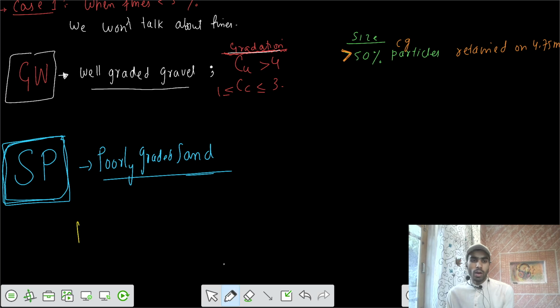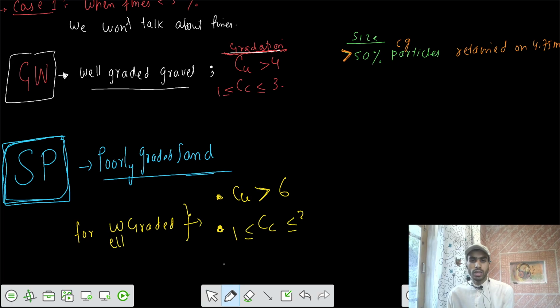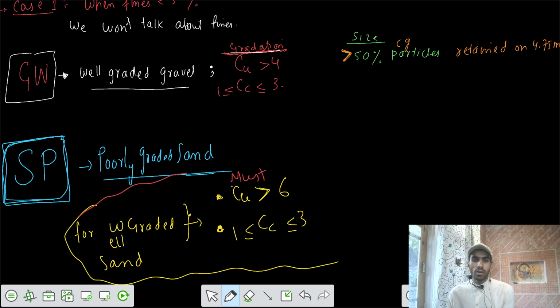For well graded sand, both of the conditions are a must. Your CU must be greater than 6, and your CC must be in the range 1 to 3. Both of the two must be followed.